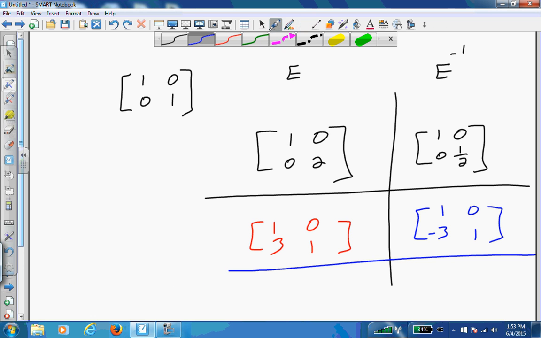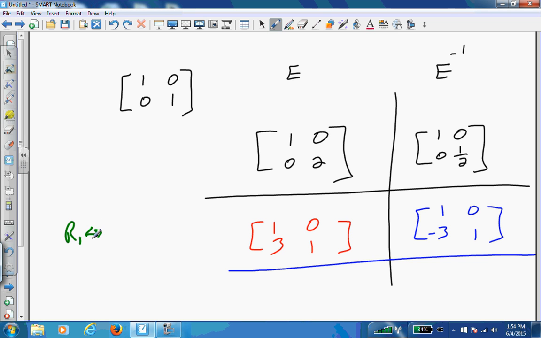Now our third equivalent row operation is to swap row 1 and row 2. So if we swap row 1 with row 2, that looks like, not like that, looks like that. But what's the opposite of swapping row 1 with row 2? Or what would get it back to where it was? Well, if you swap it again, that gets you back to where you started.